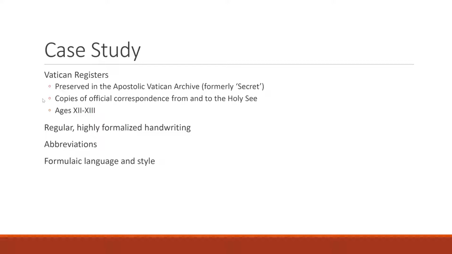We're focusing on sources that are between the 12th and 13th century. And, as we will see, they present a pretty regular, highly formalized handwriting. It has many abbreviations that are interesting to study and to look at. And it has a very formulaic language and style. And most of all, it's also a pretty large collection. The whole collection, which spans more centuries than the one that we are accounting for, is about 18,000 pages. So, for example, having a large-scale tool for large-scale analysis could be very, very useful.